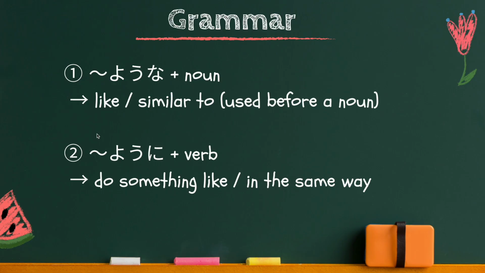But the second one, ように plus verb. This means to do something like in the same way. So there are those two grammar formats, and the meaning changes a little bit. So let's now focus on the first case.